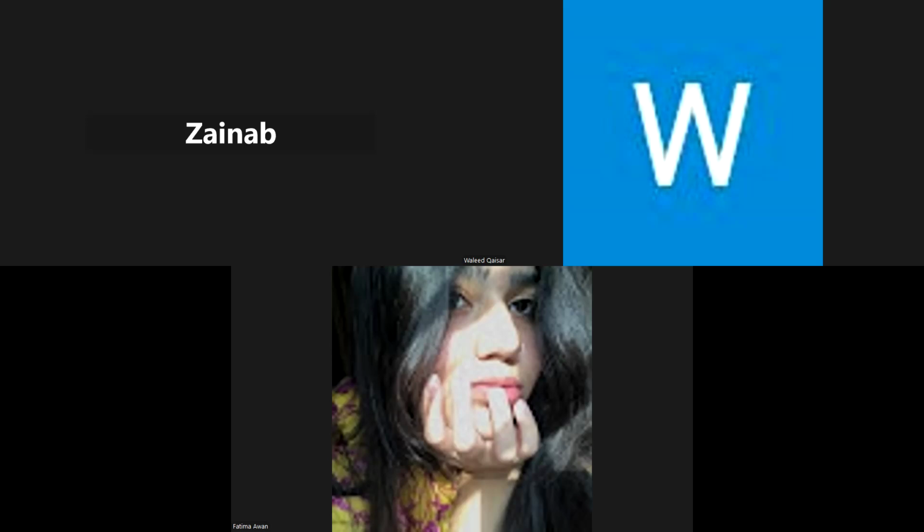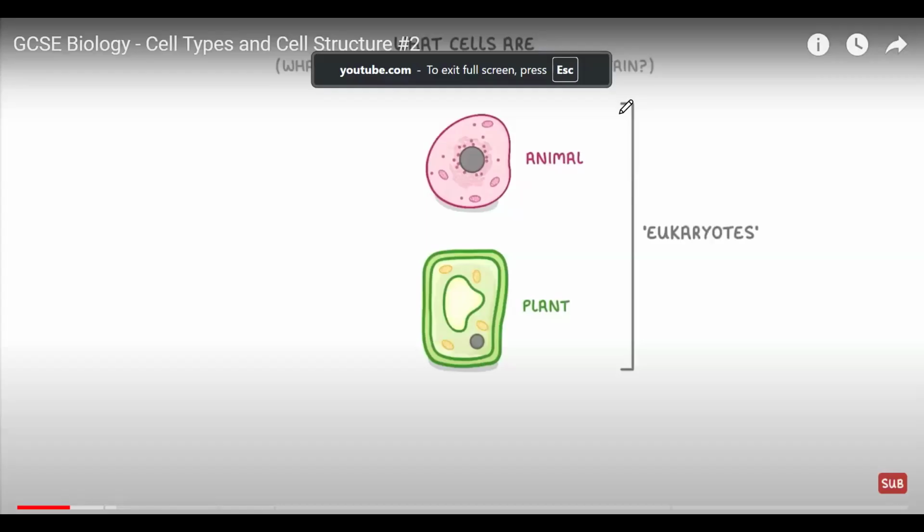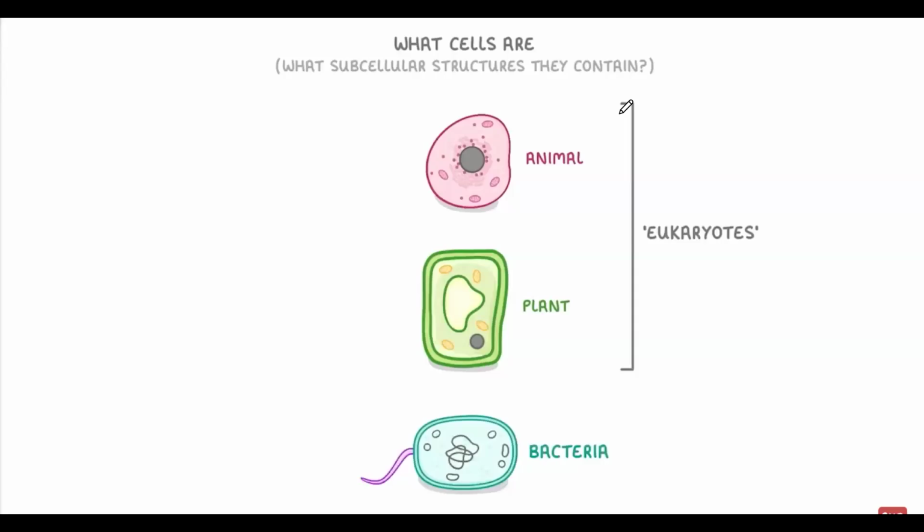Which are both examples of eukaryotic cells, and then also our bacterial cells.